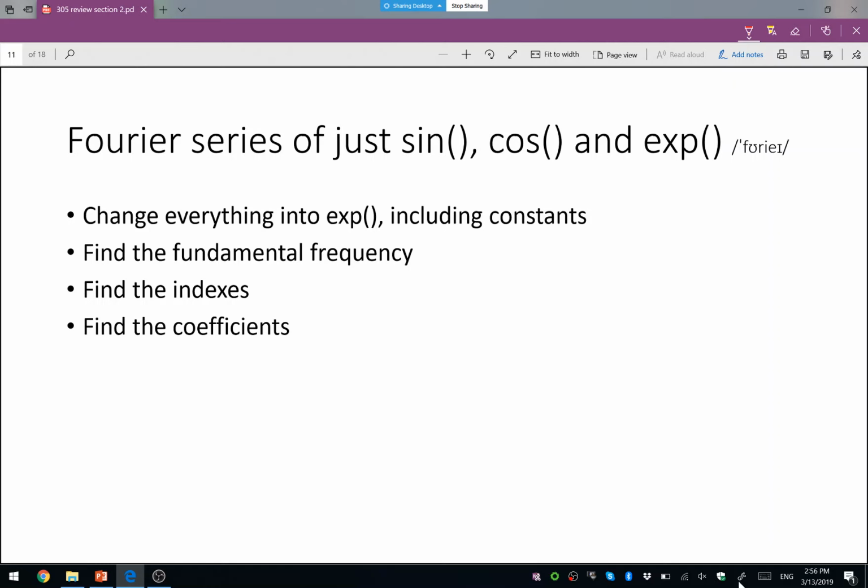So the first thing I recommend is to change everything into exponential, including the constant, because you are going to see a zero inside the constants. The second thing is to try to find the fundamental frequency. Since all the exponentials each have one frequency, you try to find the fundamental frequency of all these components. And then you can find the index and the coefficients based on the exponential expressions. There might be a fifth step: if it is possible, transform back to sine and cosine.